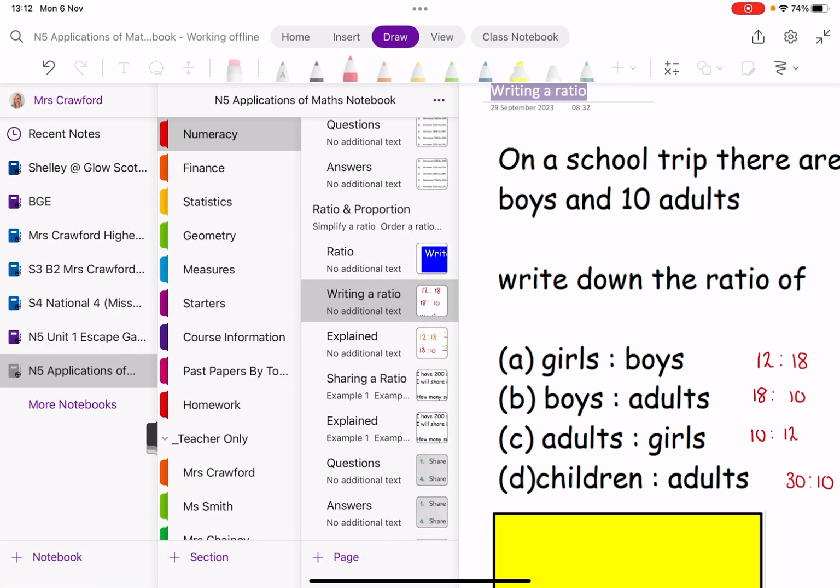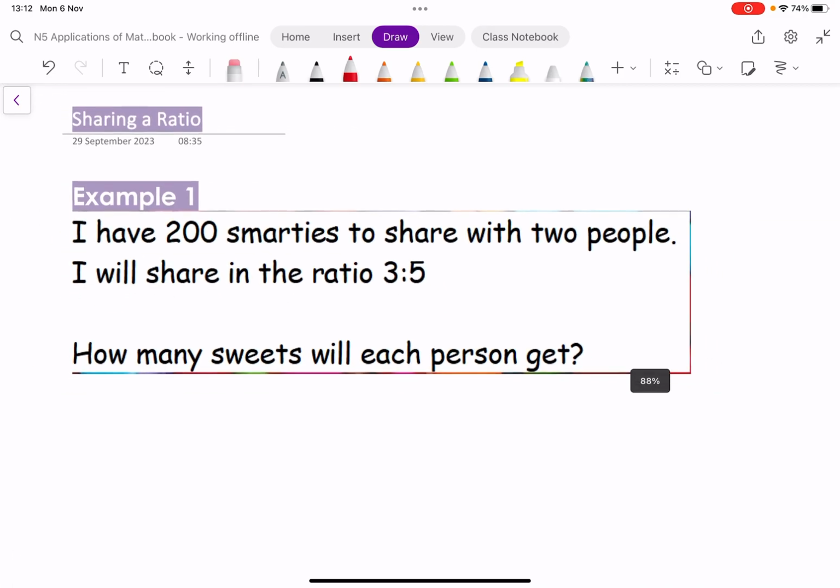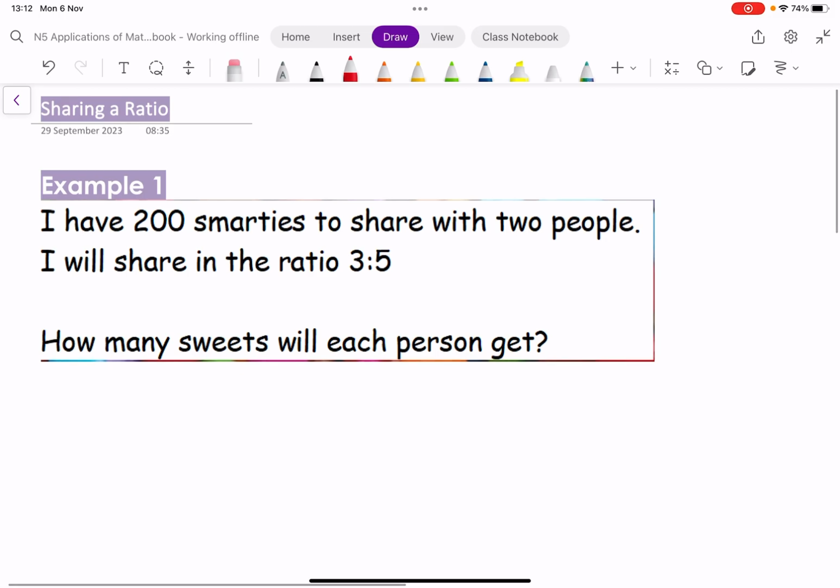Okay, so the first thing we're going to have a look at is sharing a ratio. So what that means is we're going to be given an amount, which is a total amount, and that's got to be split between however many people or things or whatever. Okay, so we've got 200 Smarties in total here, and we want to share it in a ratio of 3 to 5.